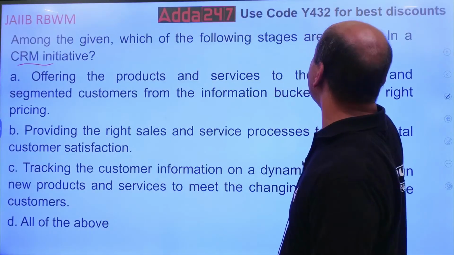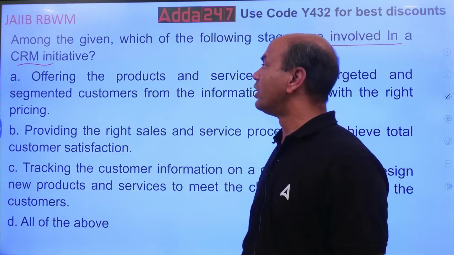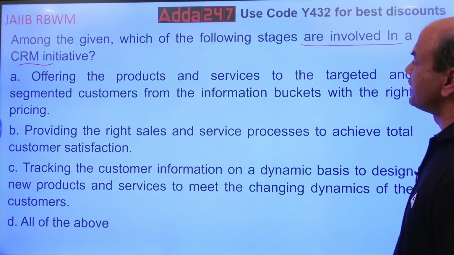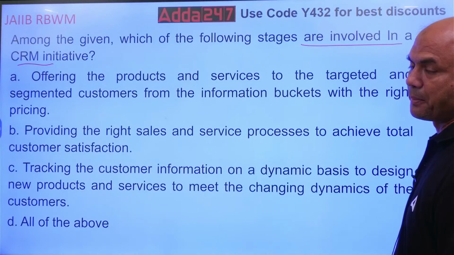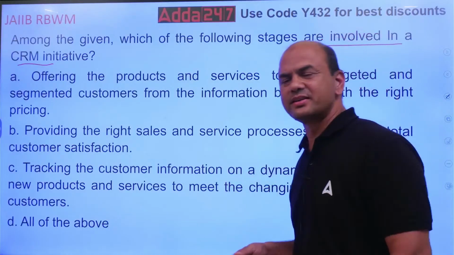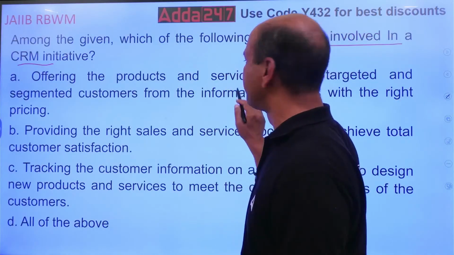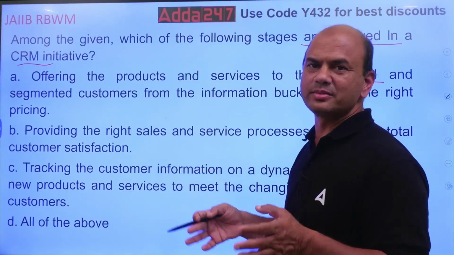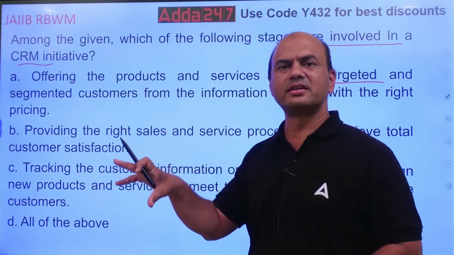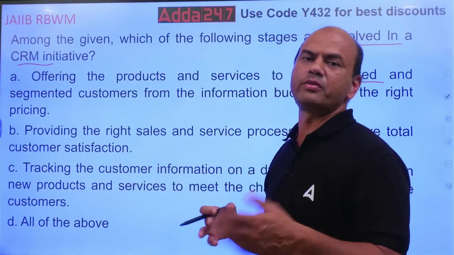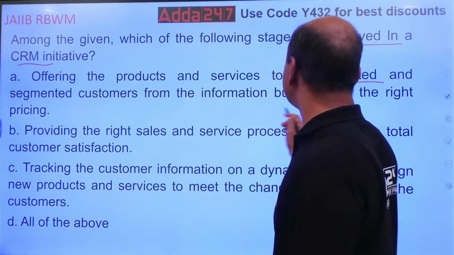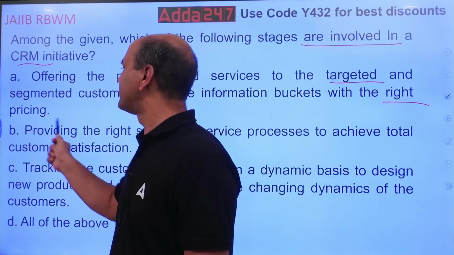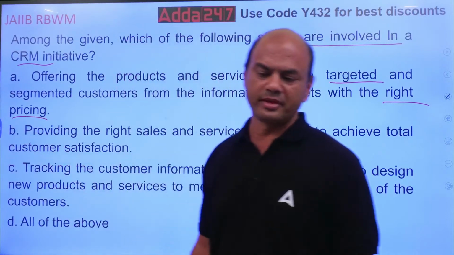So which of the following are involved in CRM initiative? Offering products and services to the targeted and segmented customers from the information buckets with the right pricing. Such a big sentence. Targeted and segmented mean one and the same. We segment the customers, that this is HNI, this is ultra HNI, and we offer products from the information buckets with the right pricing. Pricing is very important. Everything in this world depends on pricing nowadays.